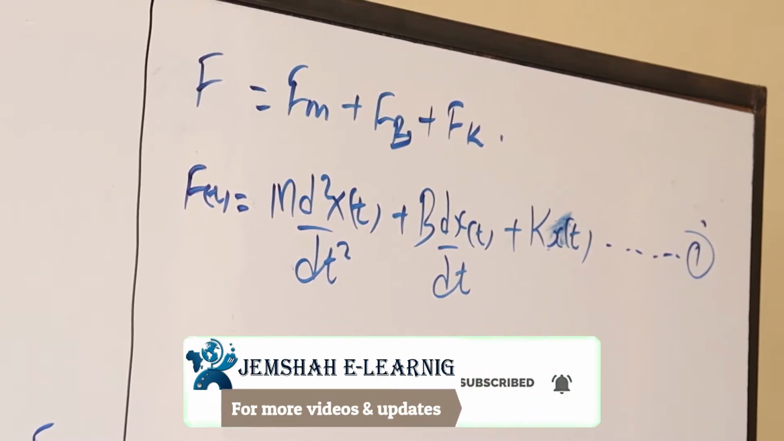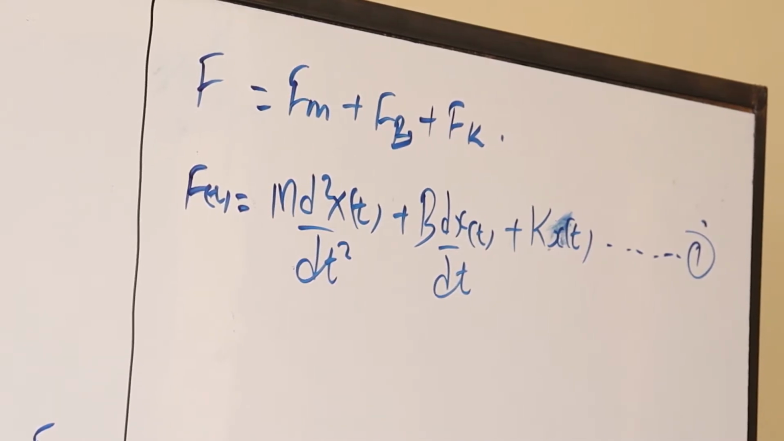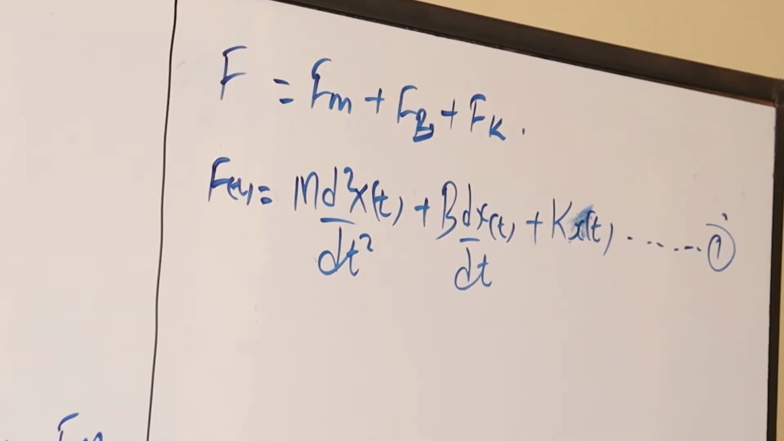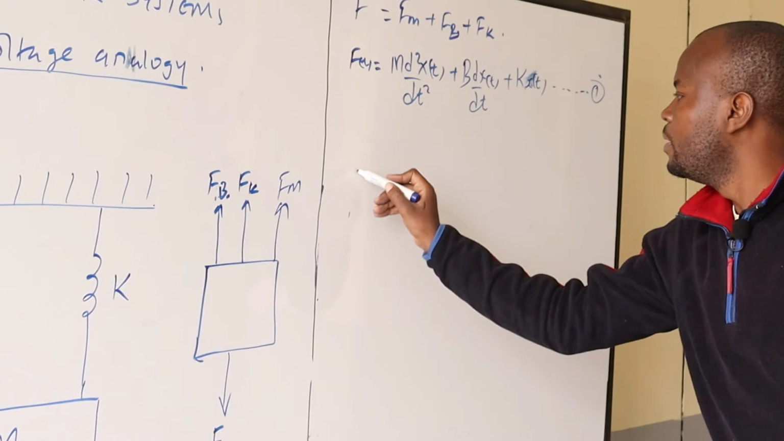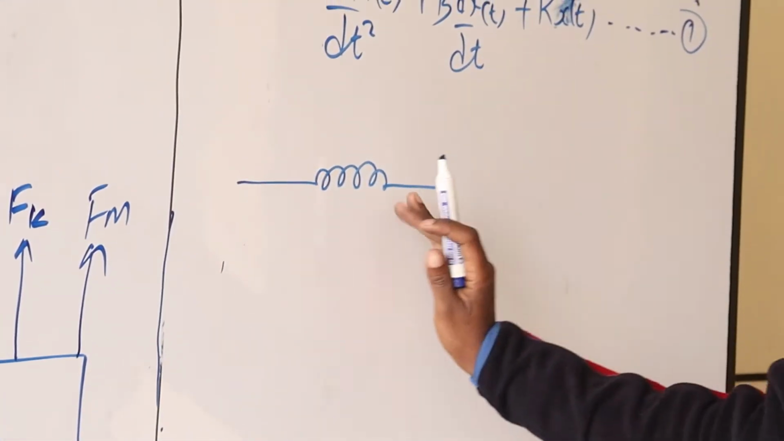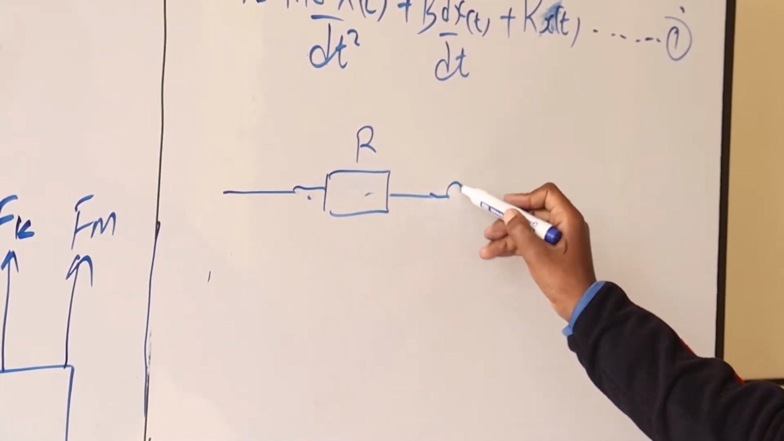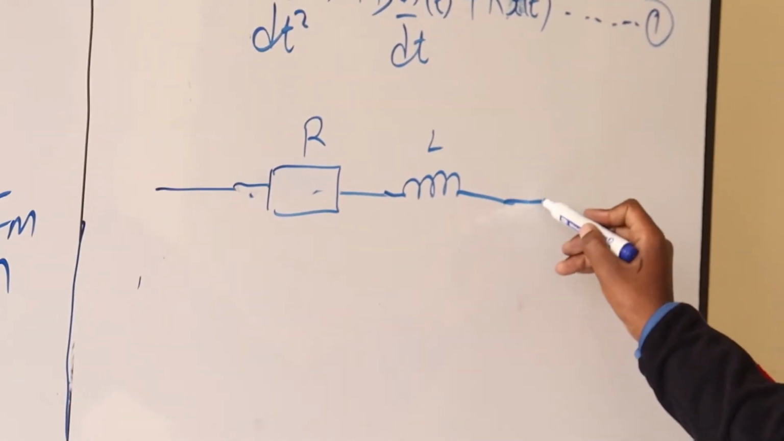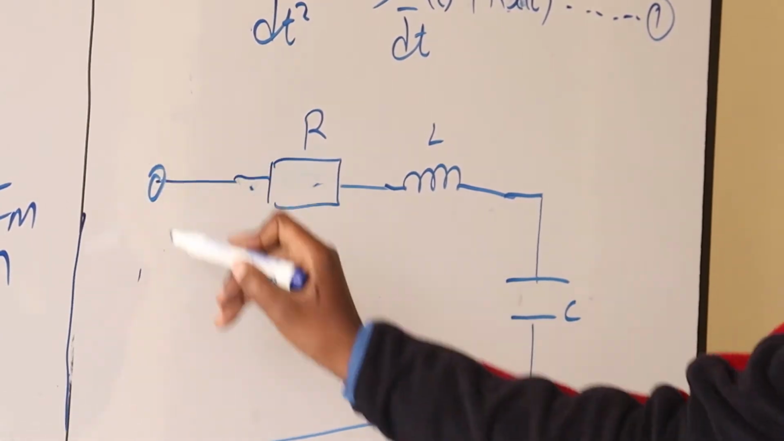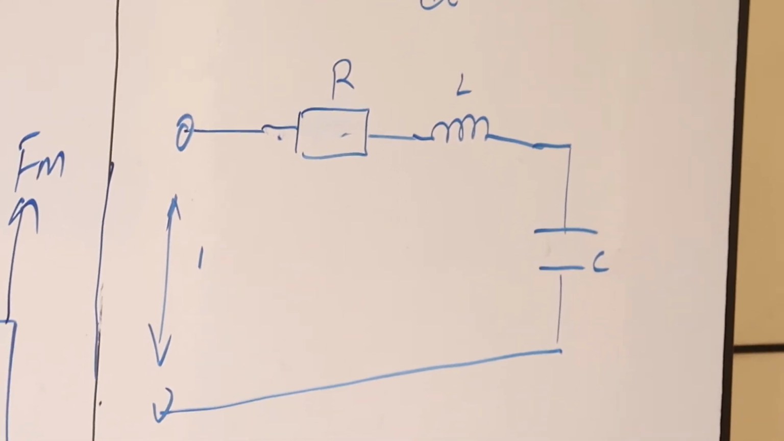So we can now consider an electrical system of the same kind. Consider an electrical system that is shown: an RLC circuit with a voltage source V. We start with a resistor R, then L, then we have the capacitor C at the output. So in that case, now we have an electrical system.